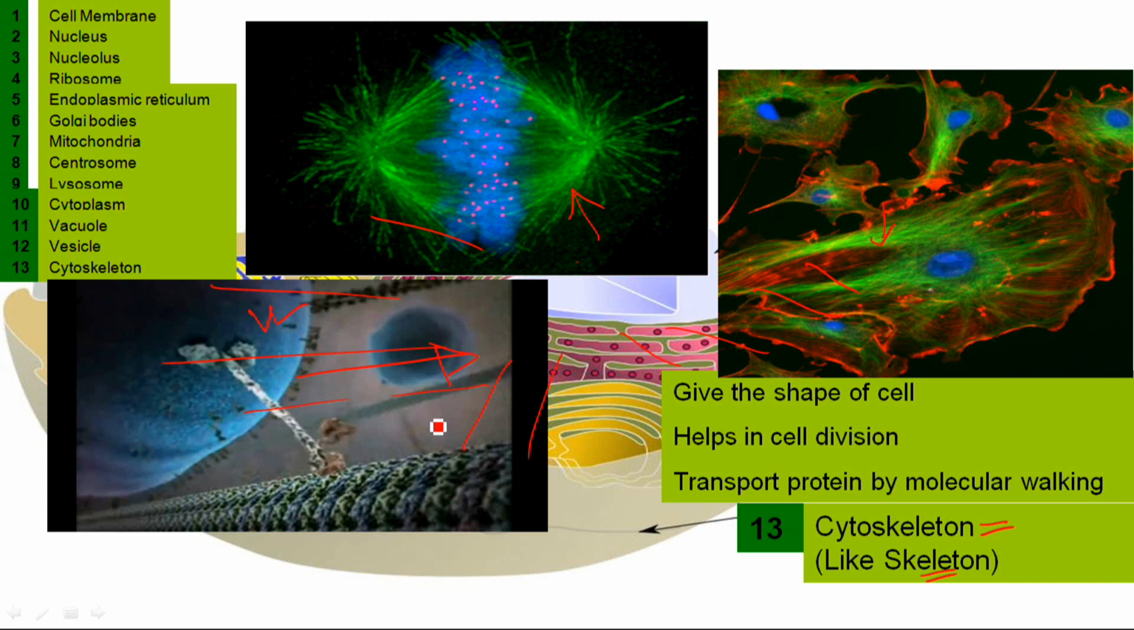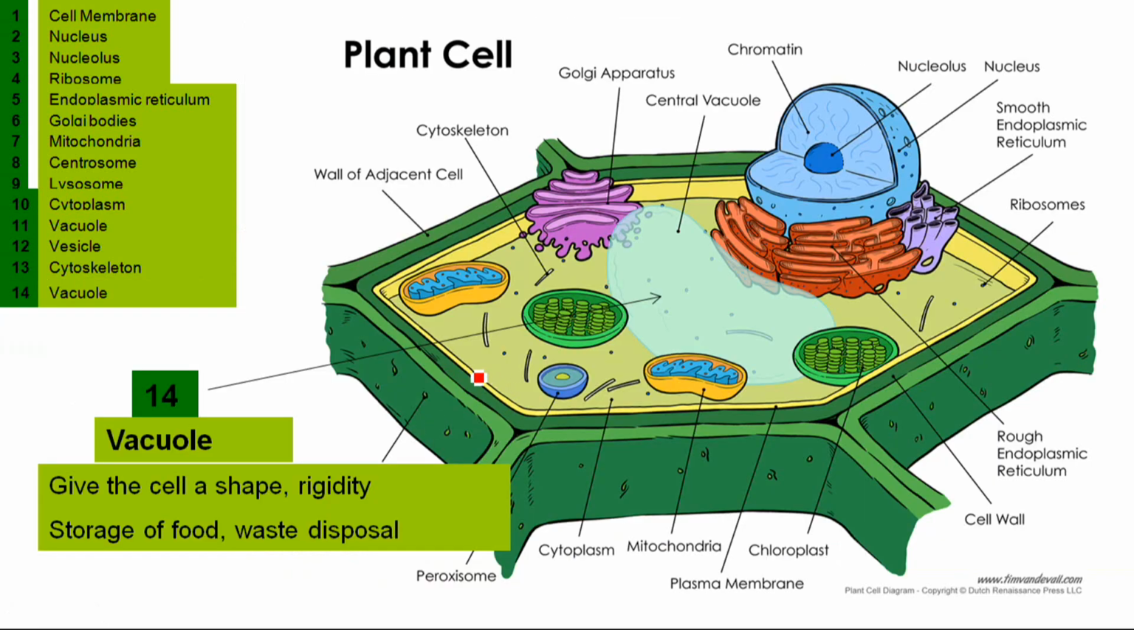But the next three organelles are mainly found in the plant cell. The first one is the vacuole. Vacuole is the prominent organelle in the plant cell. They give a specific shape and rigidity to the plant cell, and they also help for the storing of the foods and the waste for the disposal.